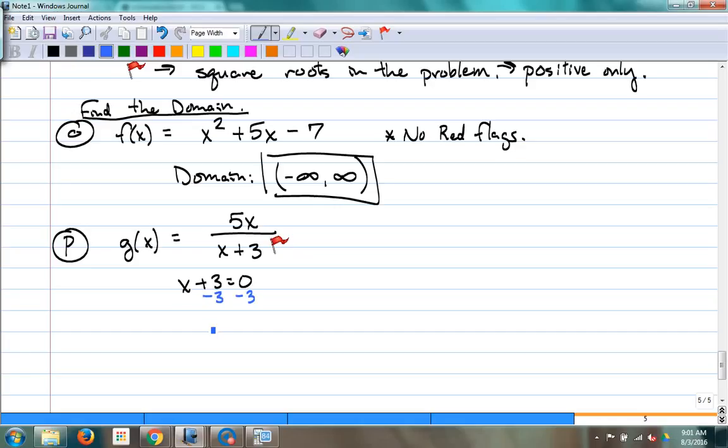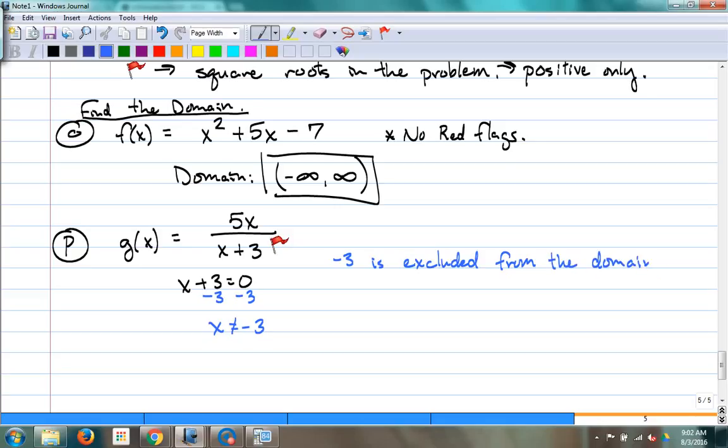Subtract 3. x equals negative 3. If x was negative 3, negative 3 plus 3 is 0, and I would end up with division by 0. So that's the number that screws things up. He's that guy, as they say. Okay, don't be that guy. So that means negative 3 is not in our domain. We can have any other numbers but negative 3. We can't have negative 3. So negative 3 is excluded.